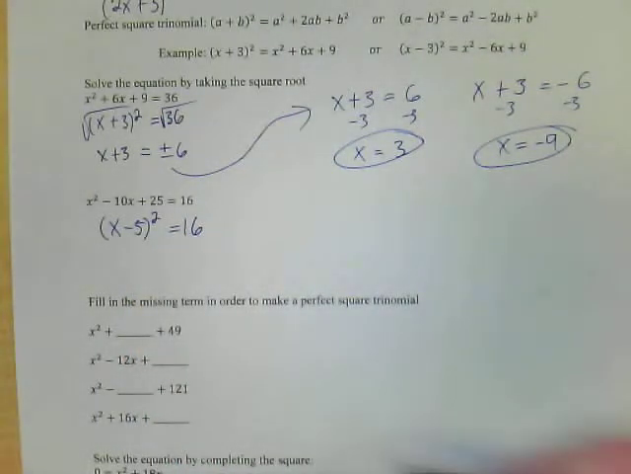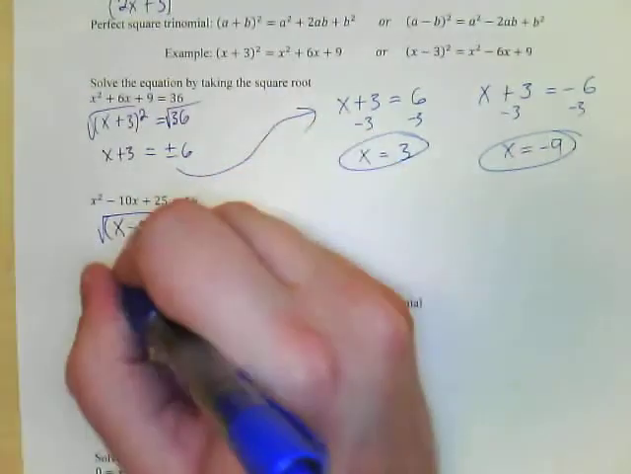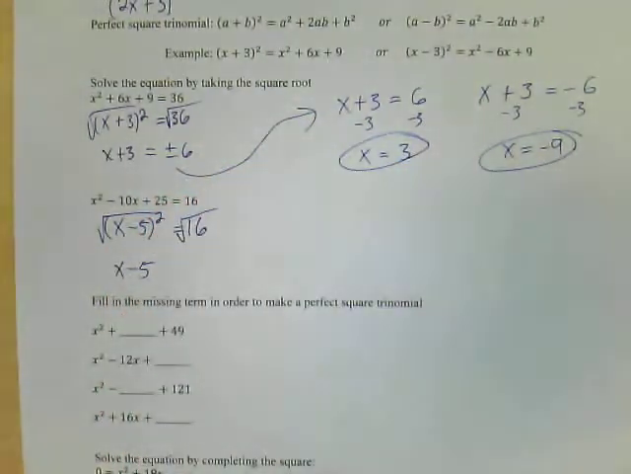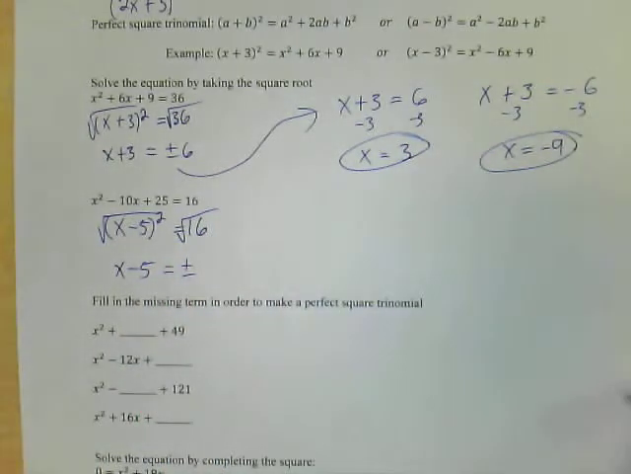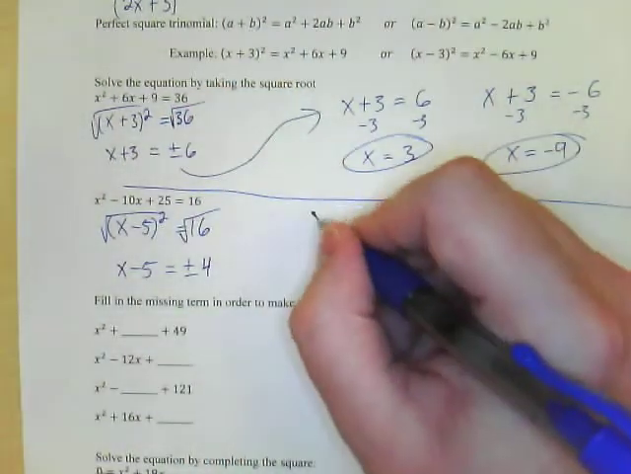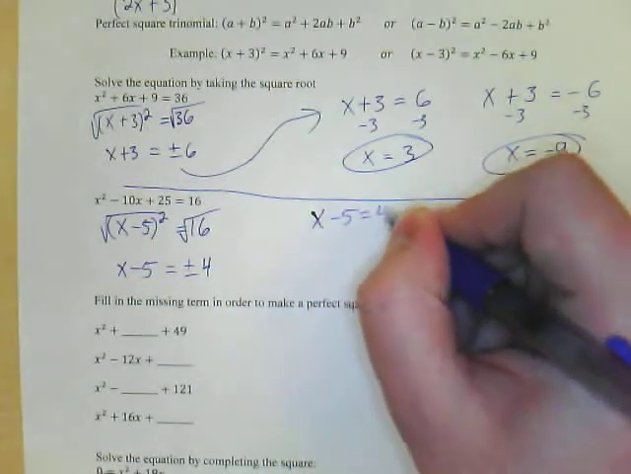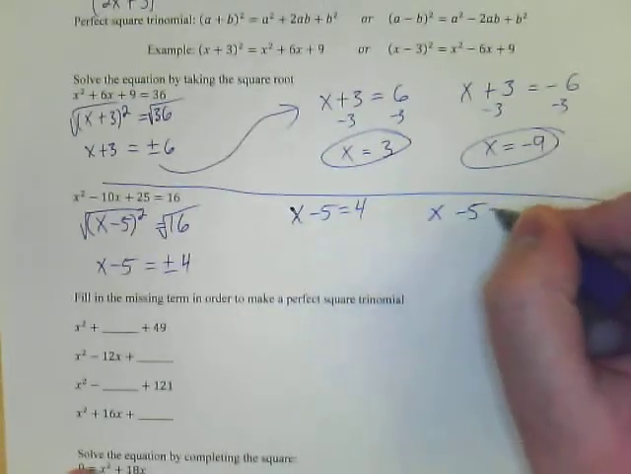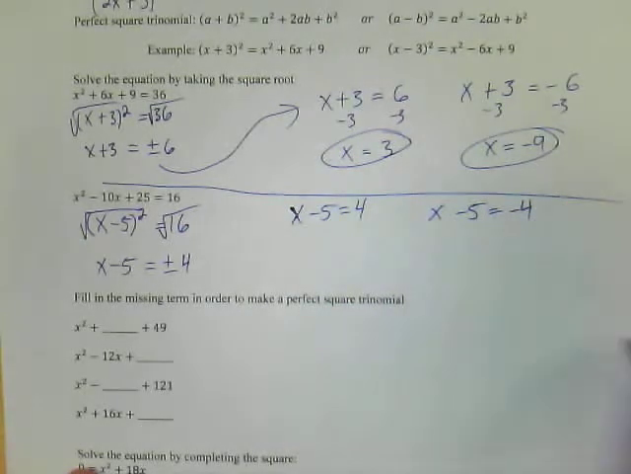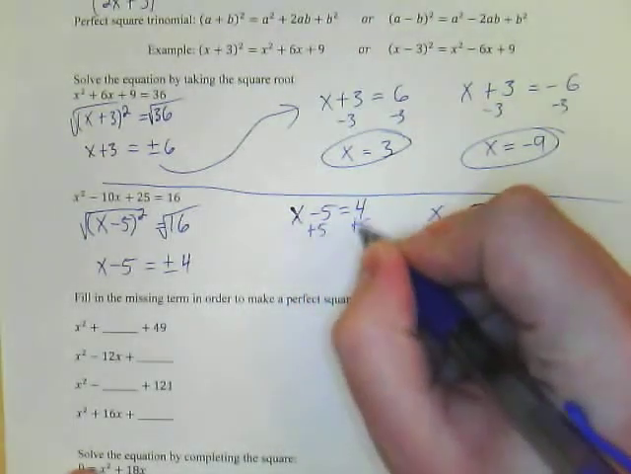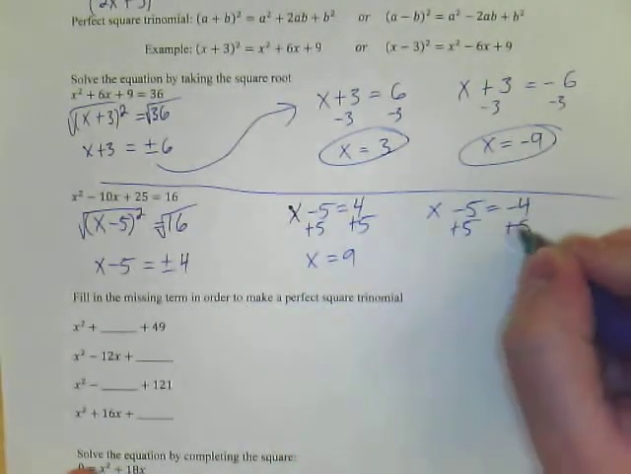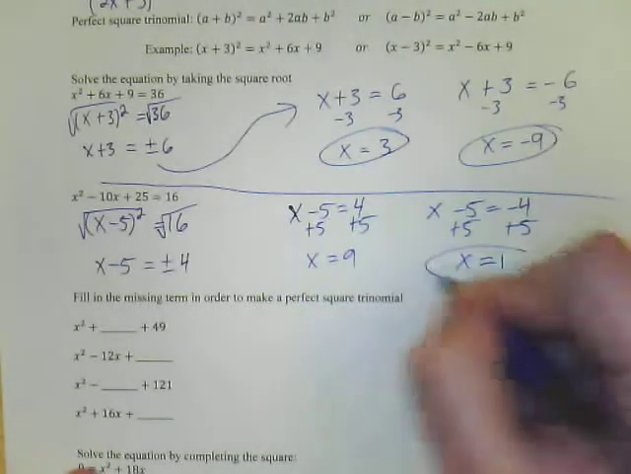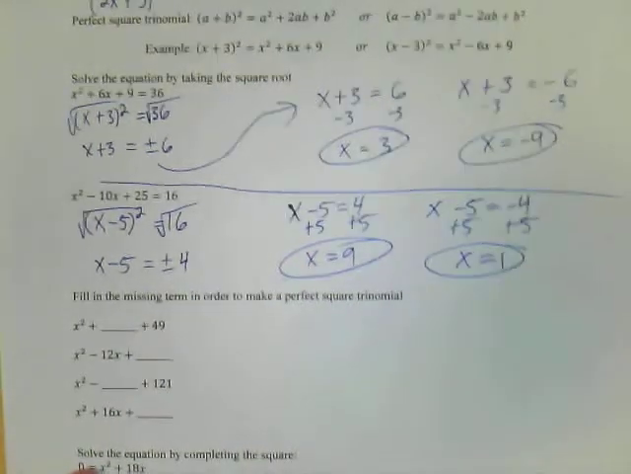Now we can take the square root. Square root of anything squared is just that thing. And then on the right side, we get plus or minus the square root of 16. Square root of 16 is 4. So again, we end up with two equations. One of them is that x minus 5 is equal to 4, and the other is that x minus 5 is equal to negative 4. Now if we add 5 to both sides, we get x is equal to 9, and add 5 to both sides here, x is equal to 1. So these are the two solutions then to that equation.